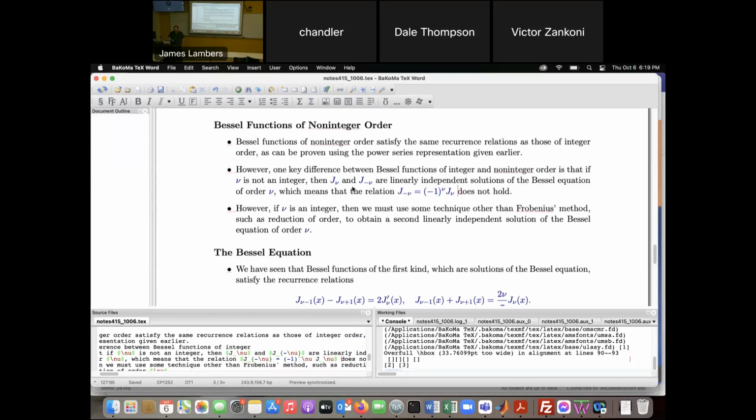Whereas if you use Frobenius' method with integer order, you only get one linearly independent solution. The other one breaks down, and you define it a different way, like using reduction of order. So it's because these two solutions end up being linearly independent in the non-integer case, that's why we don't have this. So while there are some helpful similarities between integer and non-integer cases, there are some differences too to be aware of.